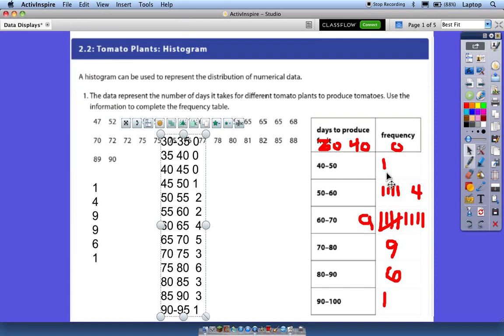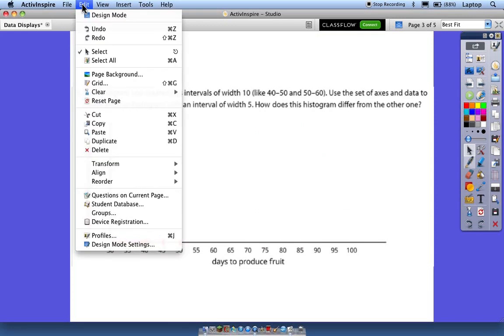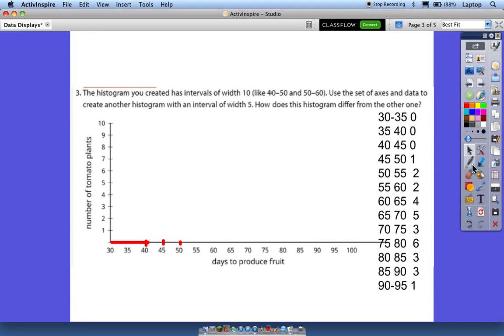So I'm going to take the frequency counts, go back to the second histogram. I'm going to use them to draw my bars. Here goes. 0, 0, 0, and the first bar is 1. The next bar is 2. And the bar after that is also 2. From 60 to 65 is 4.